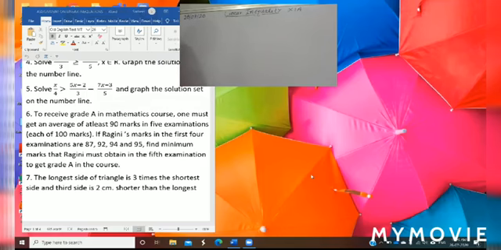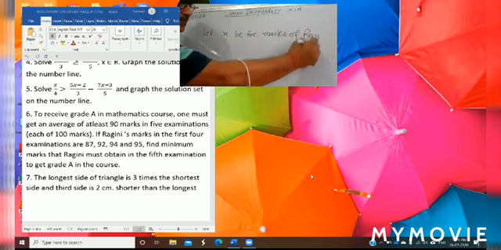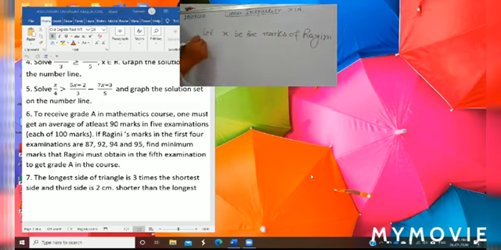In the course means you have to find the minimum marks of Ragini in the 5th examination that is getting grade A. So first of all, you have to assume here, let x be the marks of Ragini in 5th examination. Understand? So you write, let x be the mark of Ragini in 5th exam. Here you have been given the average marks is at least 90.